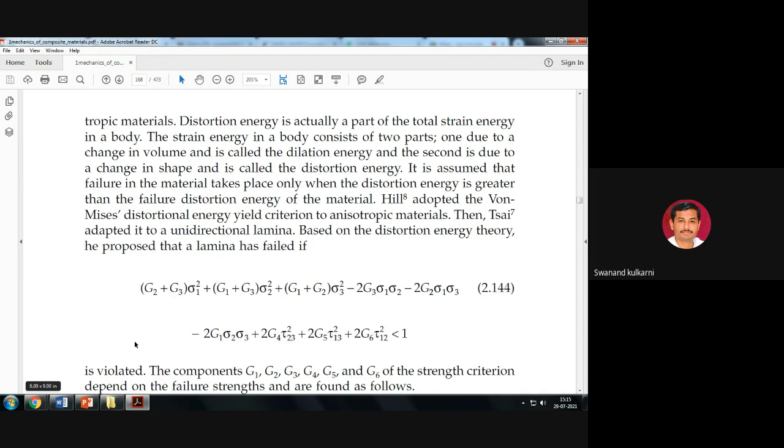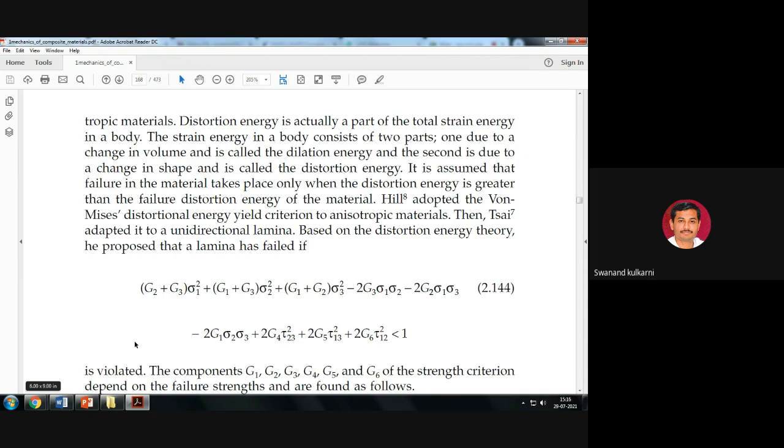However, if all these terms are added together, and the 3 terms, G3 sigma 1 sigma 2, G2 sigma 1 sigma 3, G1 sigma 2 sigma 3 and 2 times of that, are subtracted, then the result should be less than or equal to 1. Tsai and Hill together proposed that the lamina will fail if this particular expression exceeds 1, due to violation of the energy possessed by that particular body. So based on the distortion energy theory, Tsai proposed this particular equation.